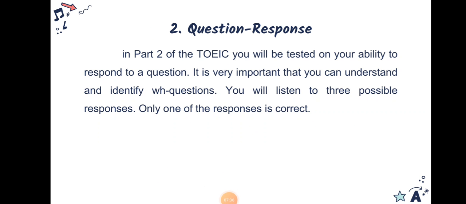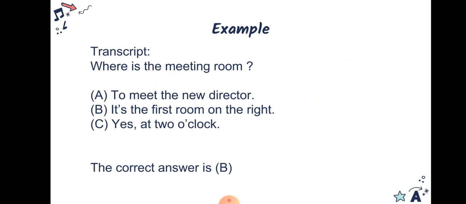Number 2 is question response. In Part 2 of the TOEIC, you will be tested on your ability to respond to a question. It is very important that you can understand and identify WH questions. You will listen to three possible responses, only one of which is correct. For example, you will hear: Where is the meeting room? A. To meet the new director. B. It's the first room on the right. C. Yes, at 2 o'clock.